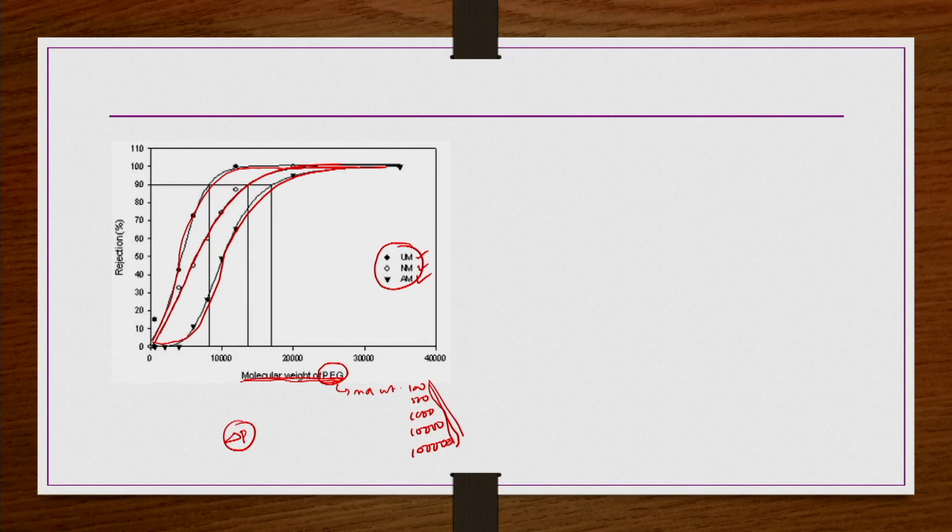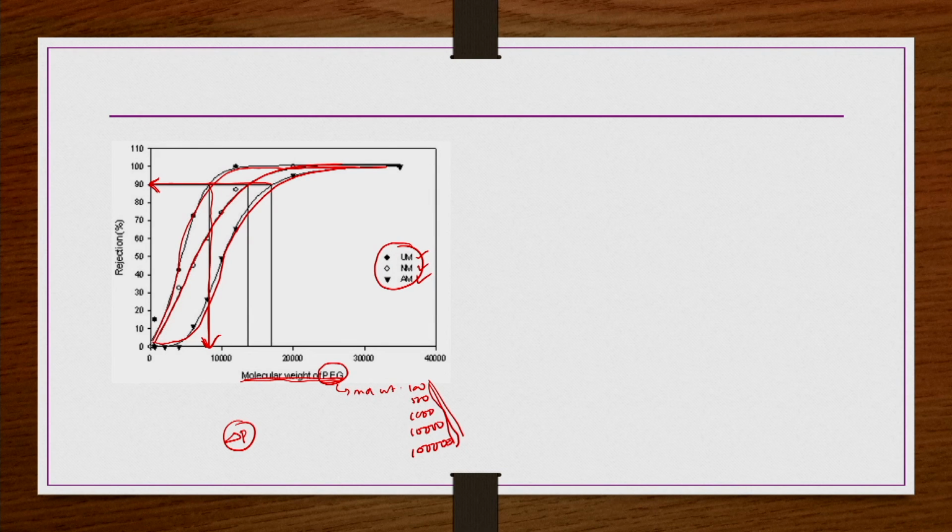And now how to find out this molecular weight cutoff? This is nothing but the molecular weight at a specified rejection percentage. This specified rejection percent varies. In general, people take 90%, some people also take 95% or 99%, depending on the degree of separation required. So now here corresponding to 90% rejection, the molecular weight cutoff for the UM membrane is approximately 8 to 9000.